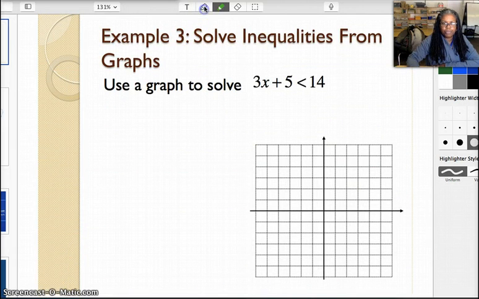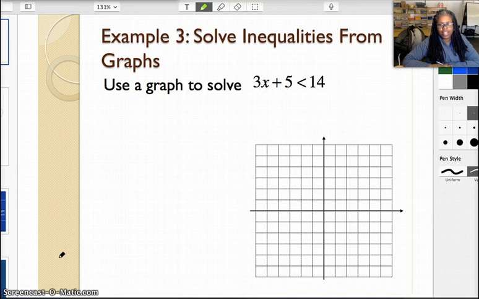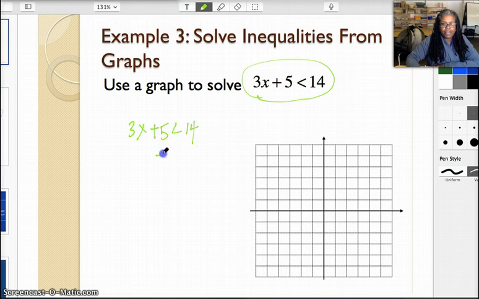In example 3, we're going to solve inequalities from a graph. And so in this case, this looks a little peculiar, right? I've got 3x plus 5 is less than 14. Where's my y? Well, when I don't have a y, I'm going to solve for x. So I have 3x plus 5 is less than 14. If I subtract 5 from both sides, I'm going to get 3x is less than 9, x is less than 3. So this is my inequality.